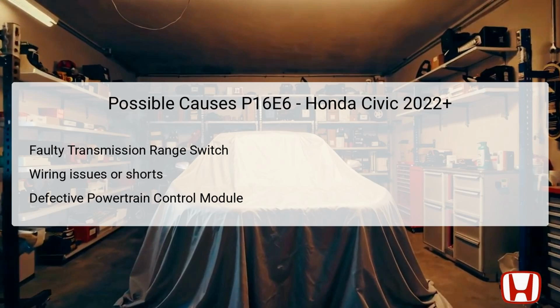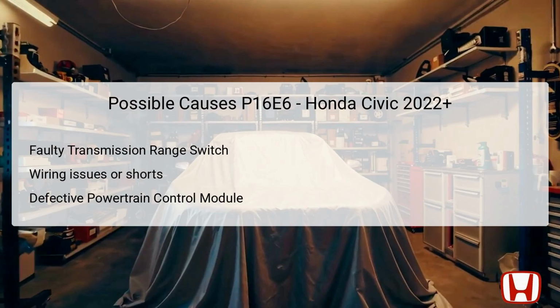Additionally, wiring issues could be a significant factor. There may be shorted wires or broken connections, preventing signals from effectively reaching the PCM. These wiring problems can often be subtle, but critically affect communication.